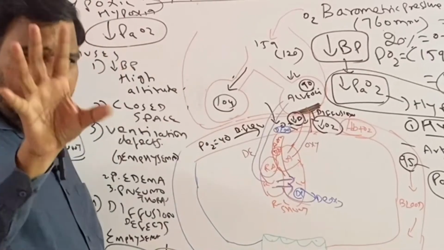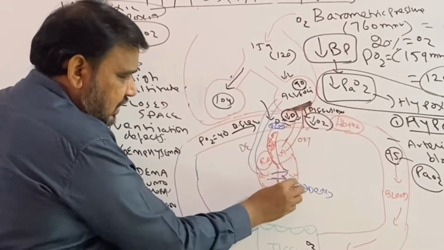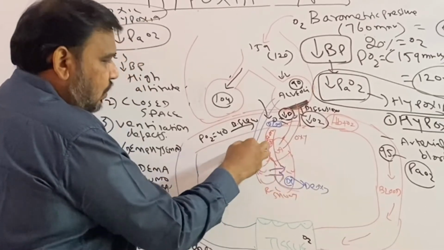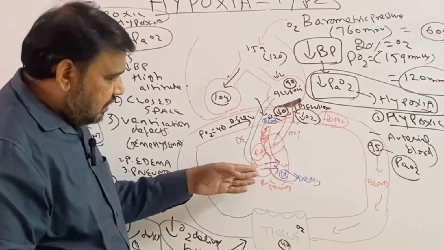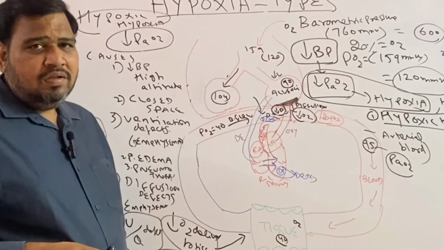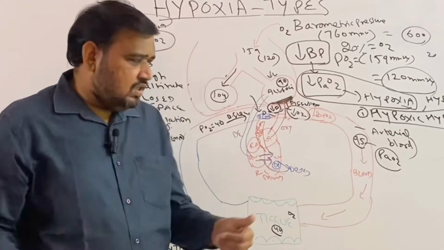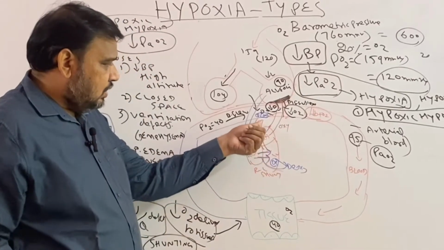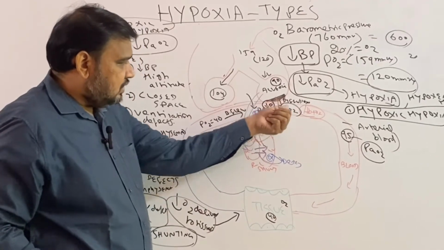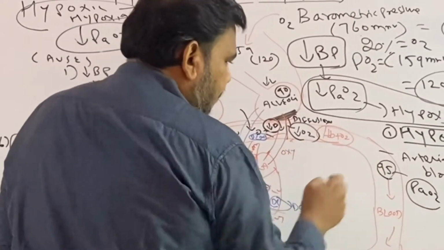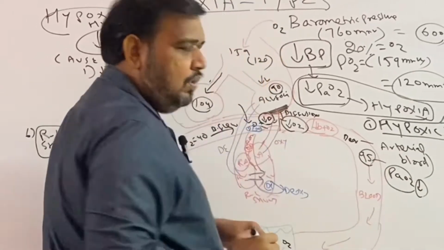Now what happens in right to left shunt? In right to left shunt, this deoxygenated blood, the blue color, instead of going for purification, because of the shunt, is directly entering into the left ventricle. Now you answer, is the left ventricle now having more oxygenated or deoxygenated blood? Yes, deoxygenated blood. So the deoxygenated blood enters the aorta. So in this case, deoxygenated blood is coming. What will happen to this PO2? Decreased. Are you able to understand?